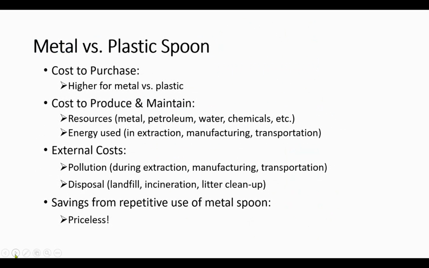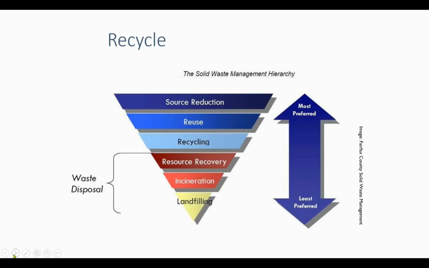Now, I will take the example of metal versus plastic spoon. The cost to purchase is higher for metal than plastic. The cost to produce and maintain includes resources like metal, petroleum, water, chemicals, and the energy used in extraction, manufacturing, and transportation. External costs will be pollution during extraction, manufacturing, and transportation, and disposal in landfill, incineration, and litter cleanup. The saving from repetitive use of a metal spoon is priceless.